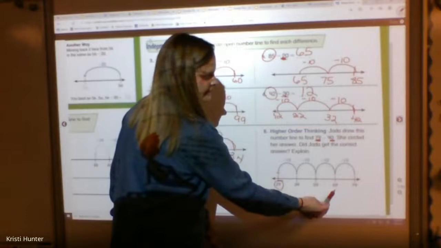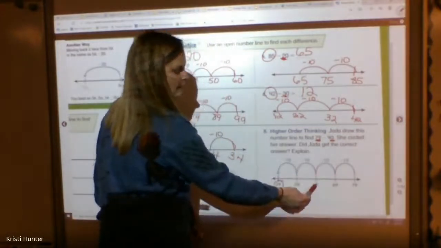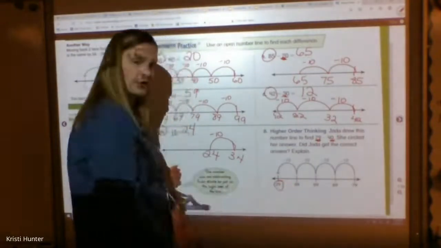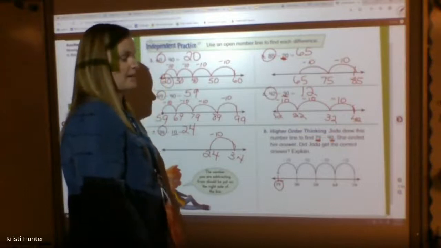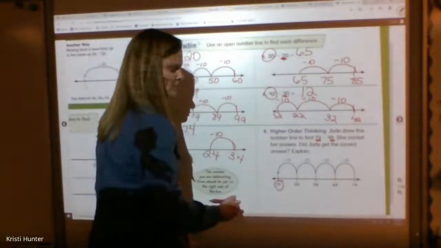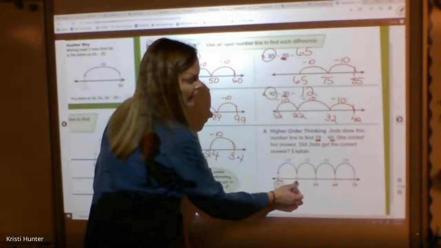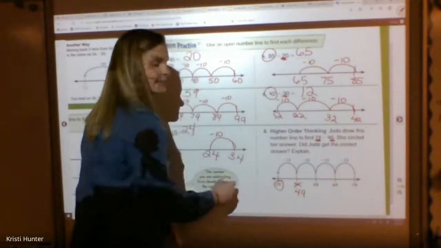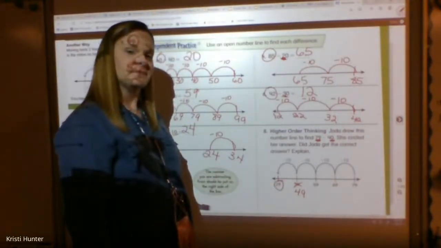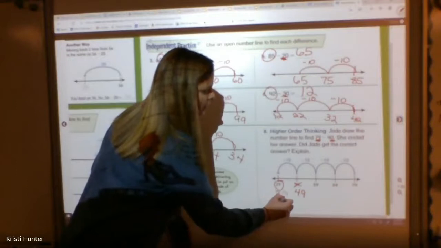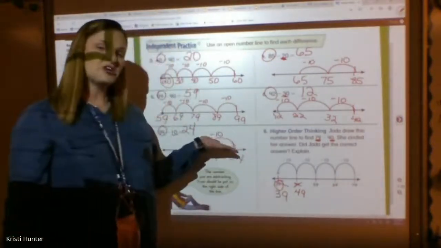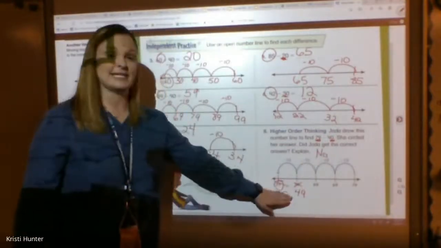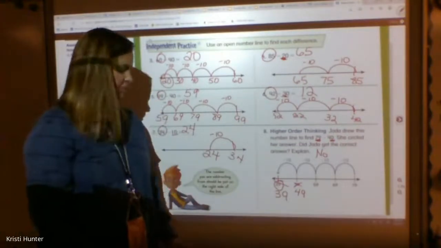Let's check her numbers. 79, back 10, 69, back 10, 59, back 10, is 59 back 10, 39? Jada made a mistake, didn't she? That's okay. Let's fix Jada's mistake. 59, 49. So where would Jada have landed? You're correct if you said 39. So did Jada get the correct answer? No, she didn't. And we explained why she didn't down here when we marked it out and fixed her answer.